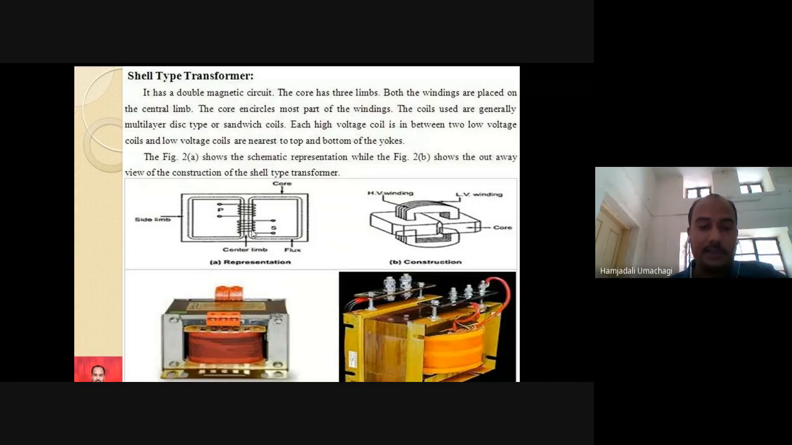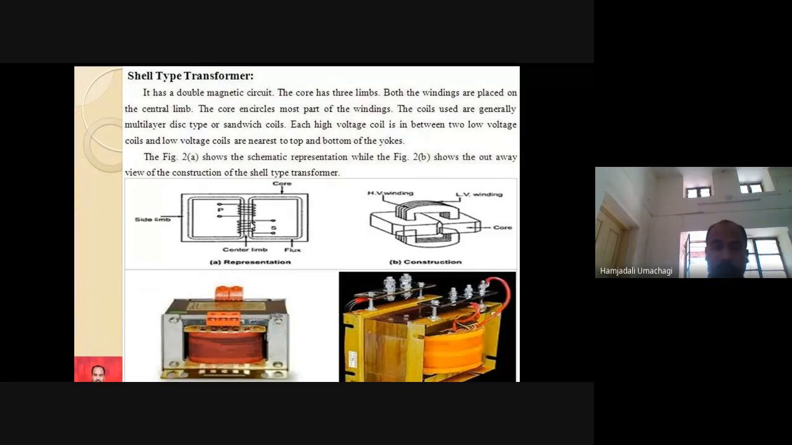In real time, how it is going to look, you can see. This is your real time single phase shell type of transformer, where primary as well as secondary winding are wound on the same common limb only. Is it okay?